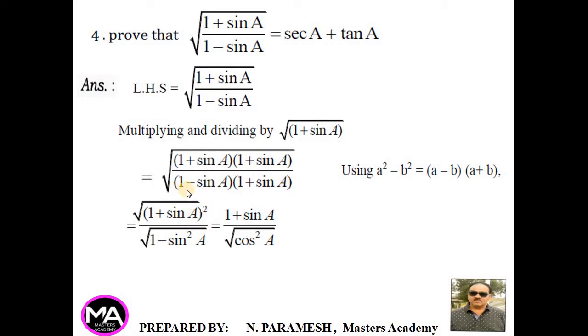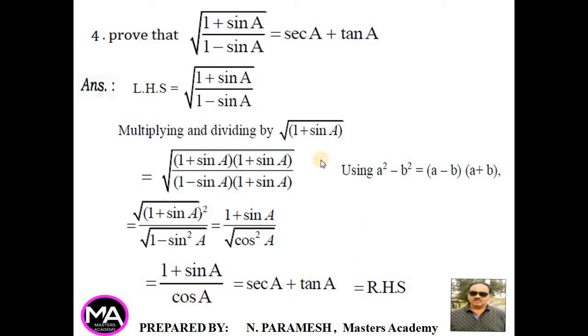A plus b into a minus b is a square minus b square, 1 square minus sin square A, that is equal to square and square root get cancelled, 1 plus sin A divided by root of 1 minus sin square A, which is cos square A, that is equal to 1 plus sin A divided by, square and square root get cancelled, cos A, that is equal to 1 by cos A is secant A plus sin A by cos A is tan A, that is equal to RHS.